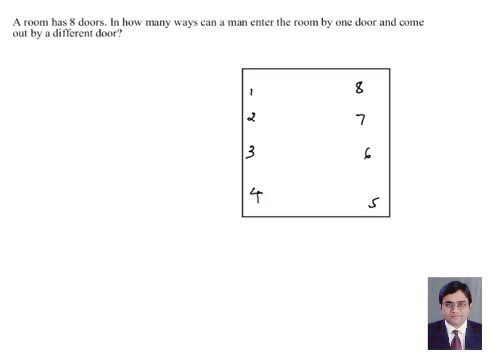Yes, I can see no problem with this question. So if you choose this door to enter, you have 7 choices left. So your first choice is 1 out of 8. Second choice will be 7 only. 56 ways. Any questions? Let me know.